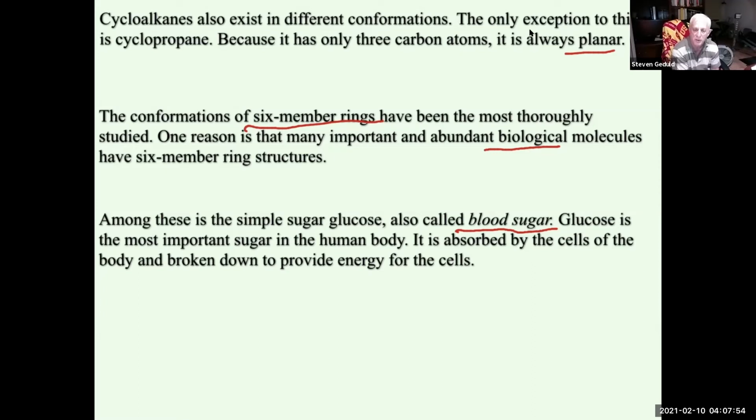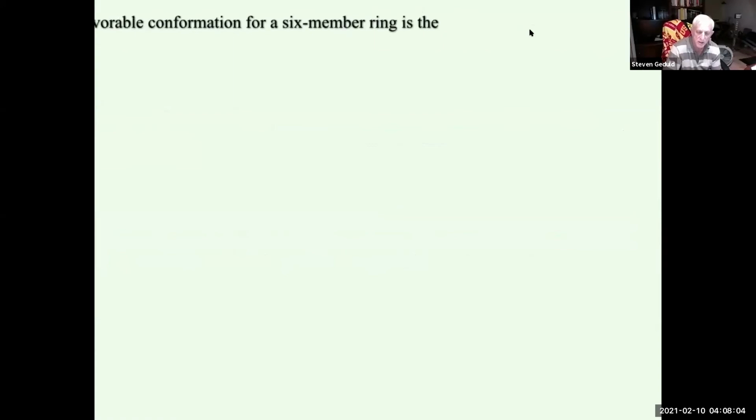It's a 6-membered carbon ring. It's what you measure if you take your blood sugar in the morning. That's what you're measuring, your blood glucose. How much sugar is in your blood? The most energy favorable conformation is what's called the chair conformation. I'm not going to try to draw it. I can draw, but it's never any good. So we'll let the computer draw it for me.